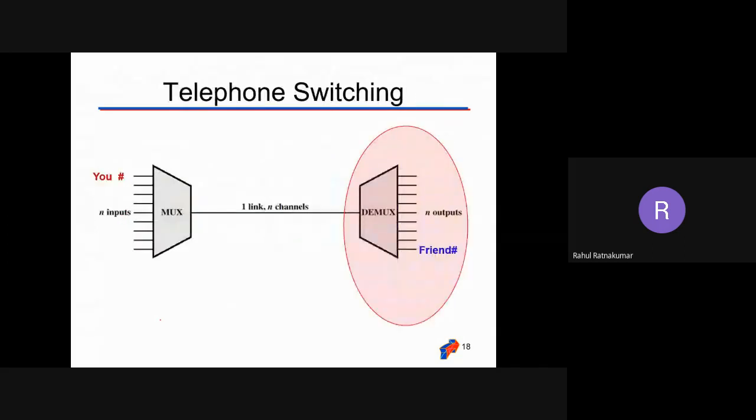Now we'll see what a demux is. We know a demux has only one input, and it has to be shared among different outputs. So it has to be channeled to one among n outputs.